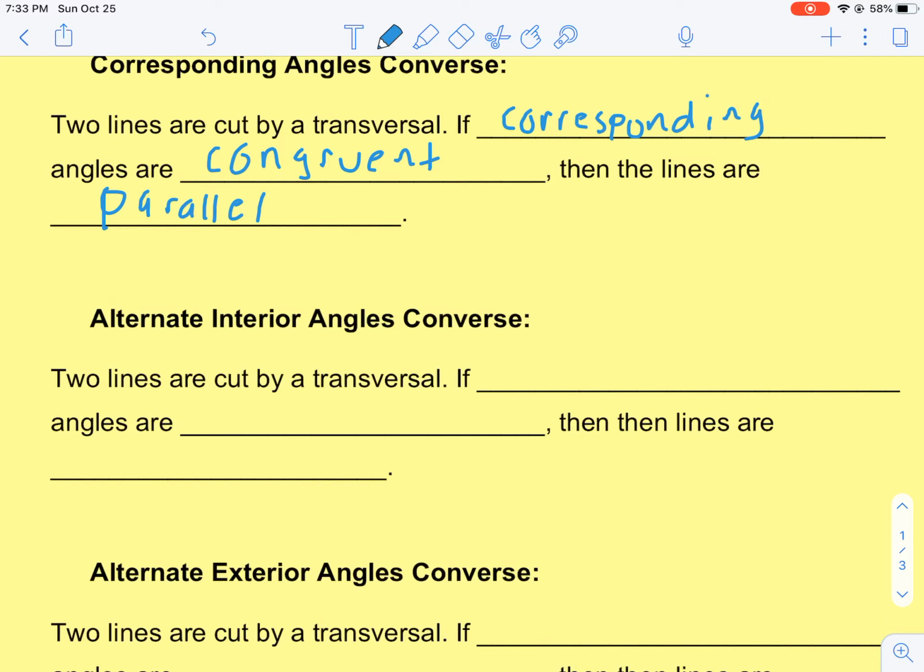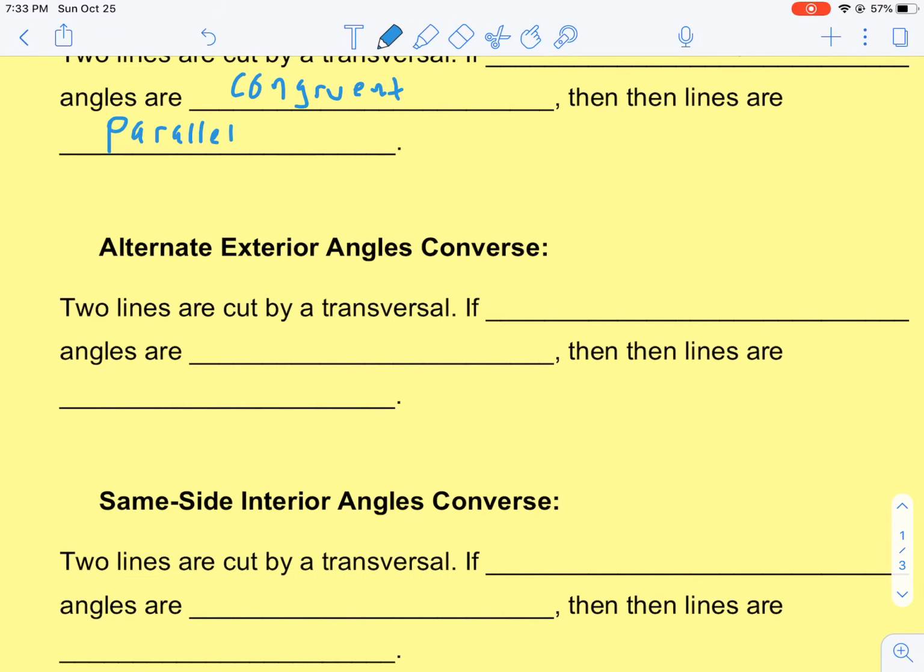So we've got our alternate interior angles converse. We can say if alternate interior angles are congruent, then the lines are parallel. We've also got our alternate exterior angles converse. So again, if alternate exterior angles are congruent, then the lines are parallel.